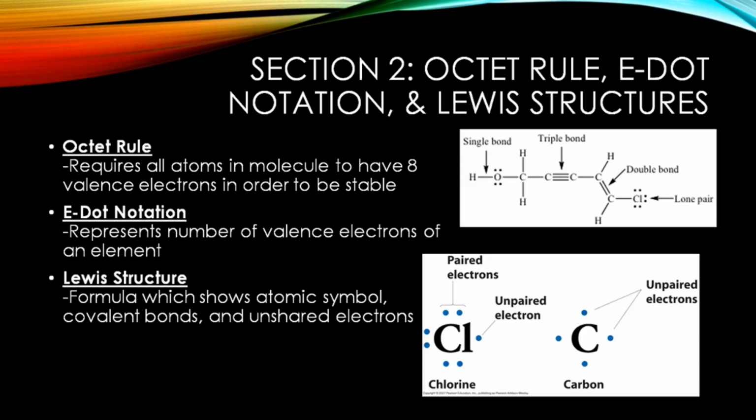We also have a Lewis structure, which is a formula that shows the atomic symbol, covalent bonds, and unshared electrons. And the picture on the top represents the Lewis structure.